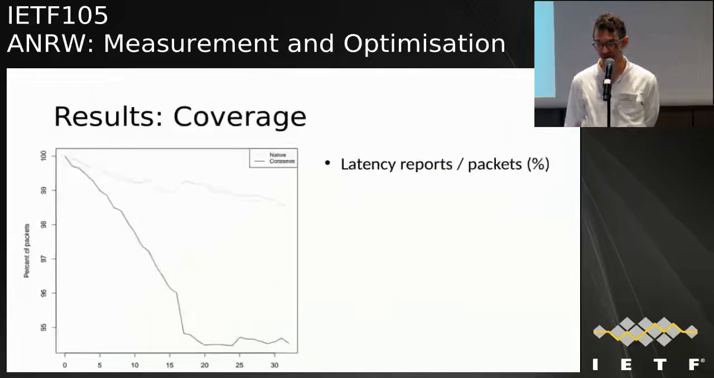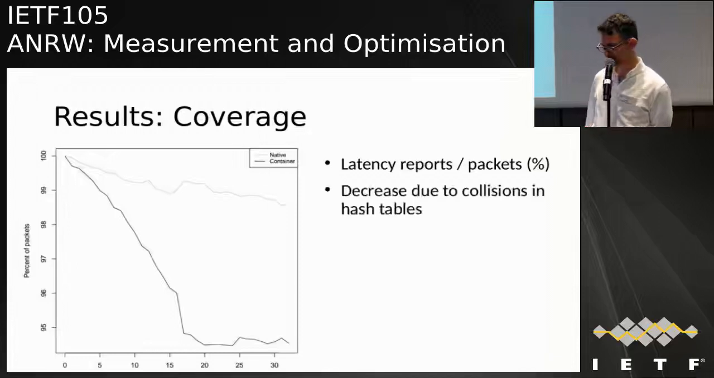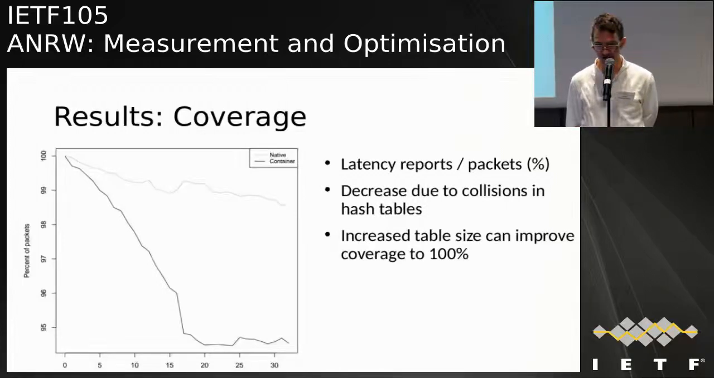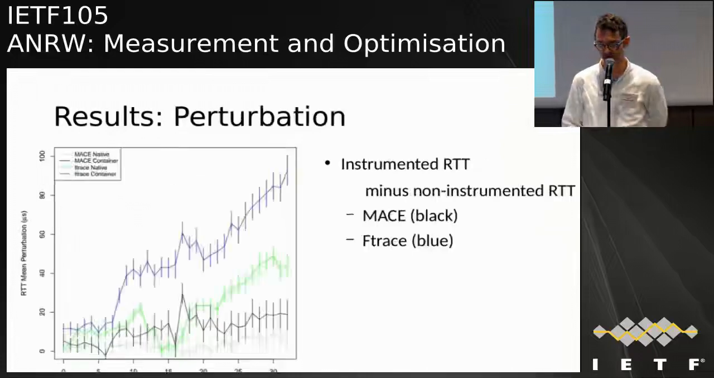Because we're using hash tables, I'll go through this pretty quickly. Sometimes we get hash collisions, which causes us to lose particular packets as we're correlating them. So we report coverage, which is the number of latency reports divided by the number of packets, as a percentage. This plot is a little bit scary when I first drew it, but then I realized the bottom line here is actually 95%. So we're doing okay. We noticed that we can solve this problem by adding larger hash tables. If your hash tables are larger, you get fewer collisions. So there's a trade-off between how much memory you want to allocate for the MACE system and how much coverage you want, how many of the packets you actually need RTT reports on.